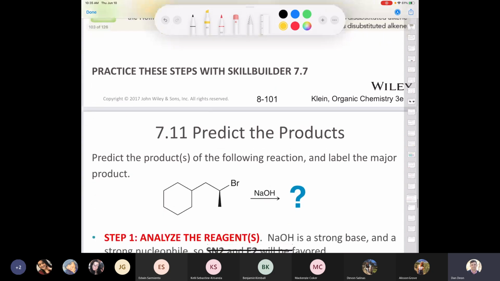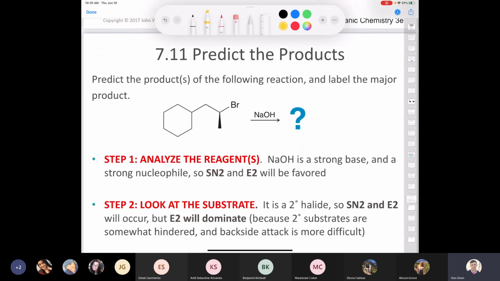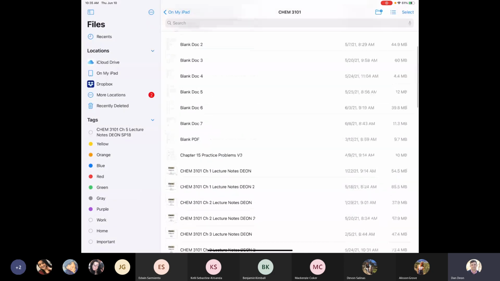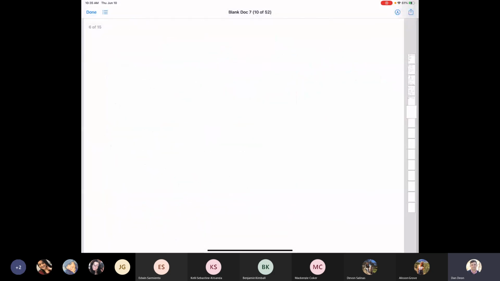The next few slides really just go over this problem in the most gory detail ever. Okay, so we're taking this chiral substrate here, and then we're treating it with sodium hydroxide, and it's just asking, like, what would you get? Instead of going through all the slides, which you can read through, they go through in such gory detail that I think it's actually faster for us to just try to find a blank document here and just kind of think about it as a group.